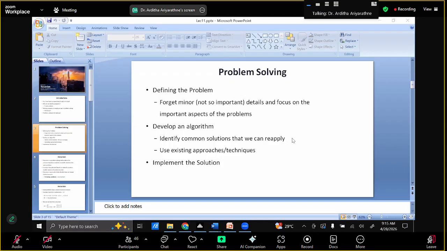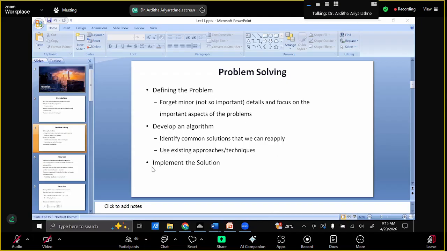Today we are going according to that concept. Here, use existing approaches and techniques, not new ones. Existing means what we have already. The approaches and techniques that currently exist are what we use again and again.